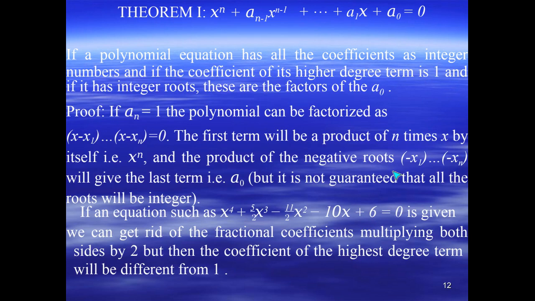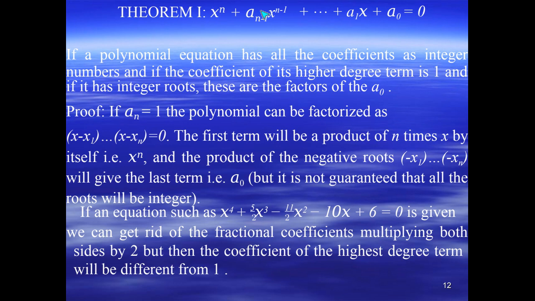So, in theorem 1, we have x to the power n plus a n minus 1 x to the power n minus 1 plus a n minus 2 x to the power n minus 2, etc., up to plus a1 times x plus a0 equals 0. This is a polynomial equation. Here we have a polynomial function equal to 0, starting with the highest term and ending with the constant term, and the highest term has the coefficient 1.